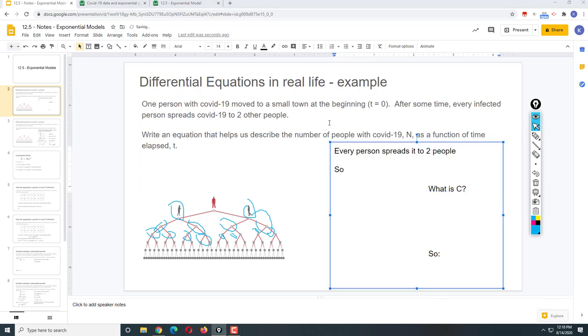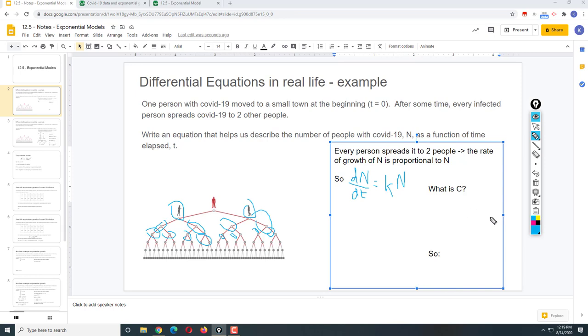Now we're told that every person spreads it to 2 people. What that means is that the rate of growth of n is proportional to n, because the more people there are, the faster COVID spreads. That means that dn over dt, the rate of growth of n, is equal to k, our constant, times n. We learned this in 12.2.